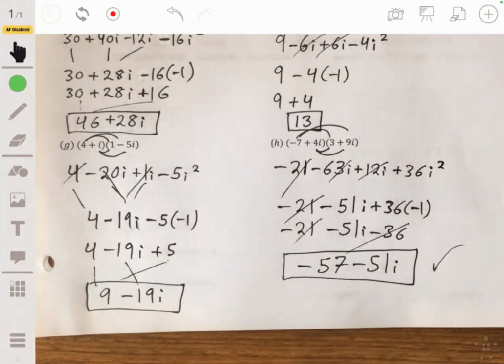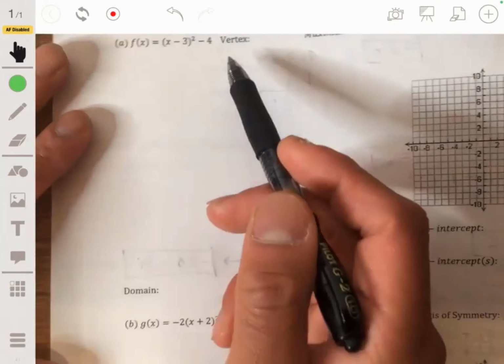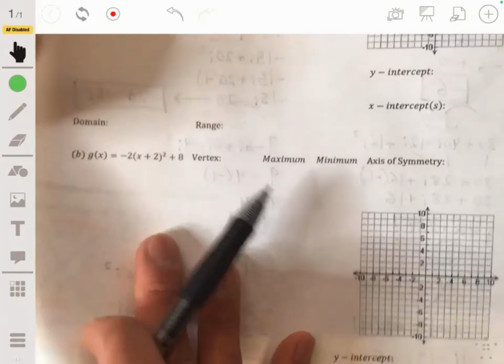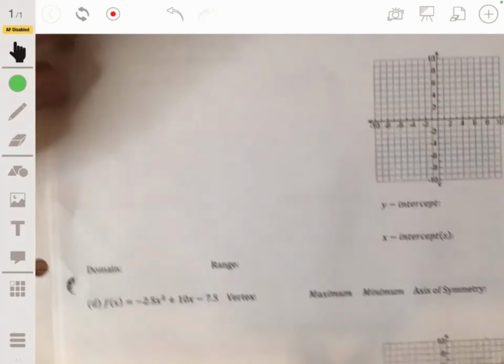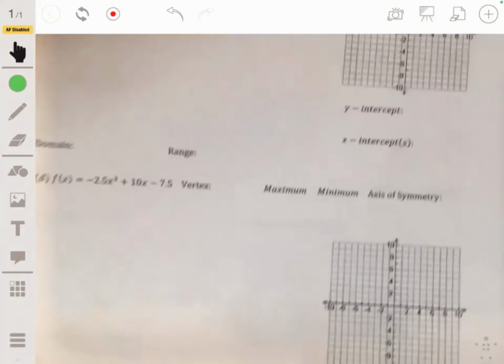In the next video, I'm gonna go over some examples of how we can graph quadratics. So I'm gonna go over simple ones and then some more complicated ones with fractions. So be on the lookout for that.